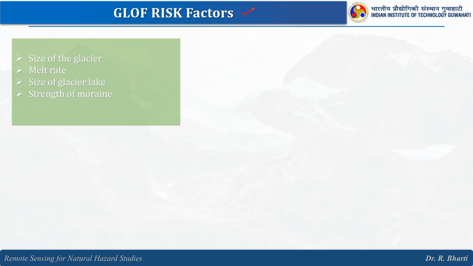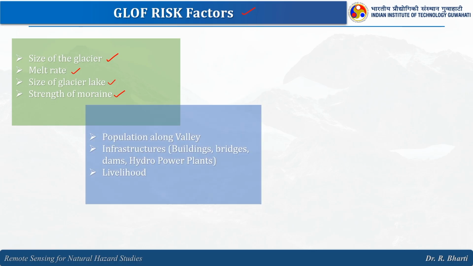So, let us talk about the GLOF risk factors. Size of the glacier, melt rate, size of the glacial lakes, strength of moraines, these are the key parameters that may trigger the GLOF risk, right. The population along the valley, infrastructure, livelihood, these are getting affected because of any such GLOF event.